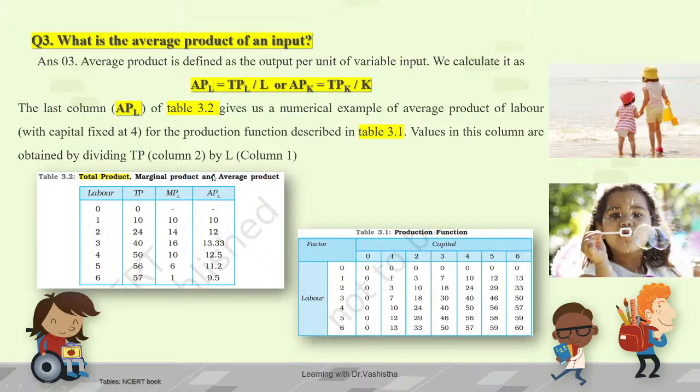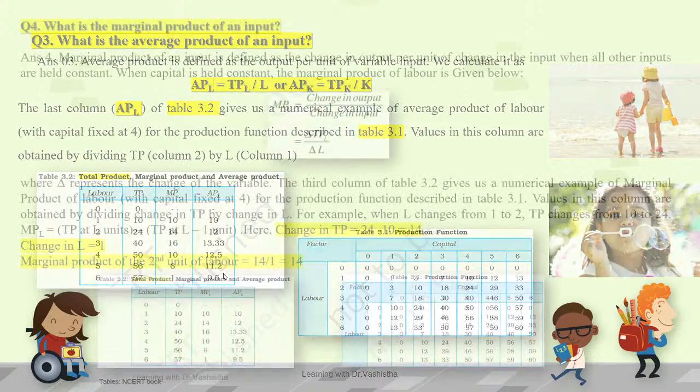See here, it is being calculated. It gives the numerical example of average product of labor when the capital is fixed at 4. So for the production function described in table 3.1 that we already considered earlier, values in this column are obtained by dividing TP, that is the second column here, by the first column, which is L. So when we divide the second column by the first column, we get the average product of labor, which is the fourth column. So it is 10 by 1 is 10, 24 by 2 is 12, and further on. So this is how we get the average product.